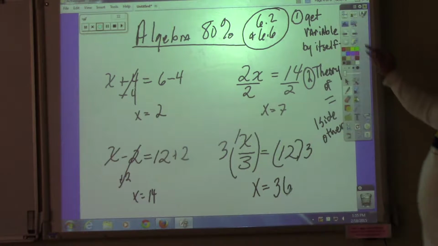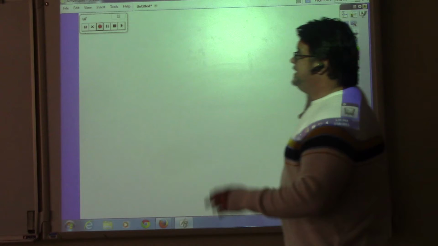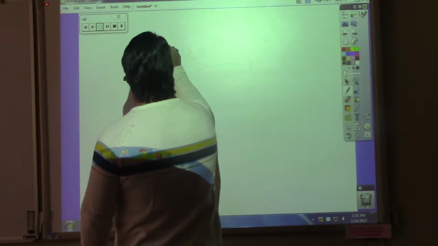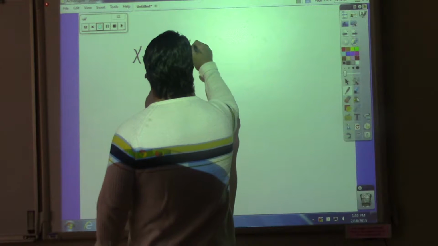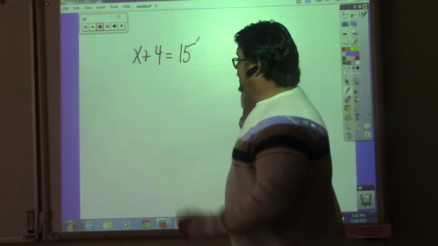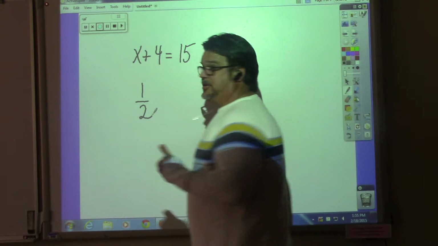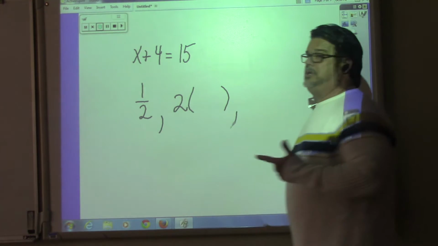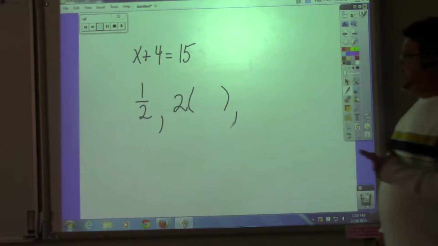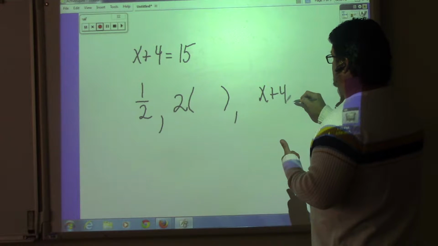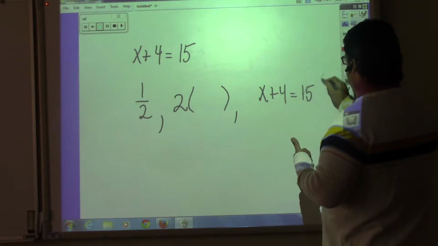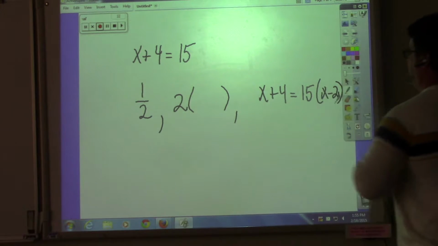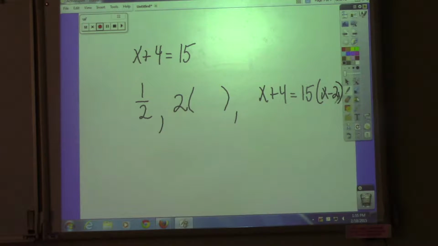Then where does the problem come? The problem comes when I take that problem, x plus 4 is equal to 15. I take a problem like that, and I add fractions to it. I add parentheses to it. I add x plus 4 equals 15 times x minus 2. I add another term on the other side. That's when y'all start going haywire. That's when everybody starts throwing their pencil down and quitting.